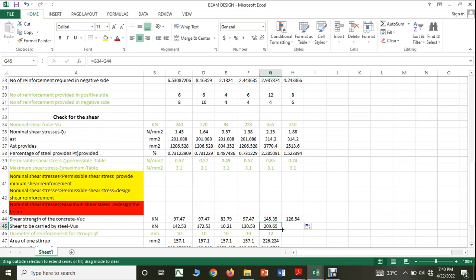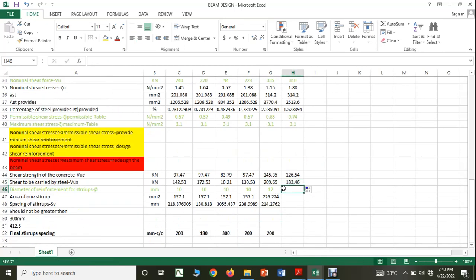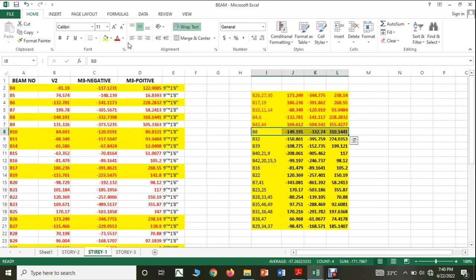This will be the same, I am going to provide 10 itself. Now I can provide the spacing, or if you make it 12 itself, now you can make it 200 mm, right? Okay, so that is beam 8.